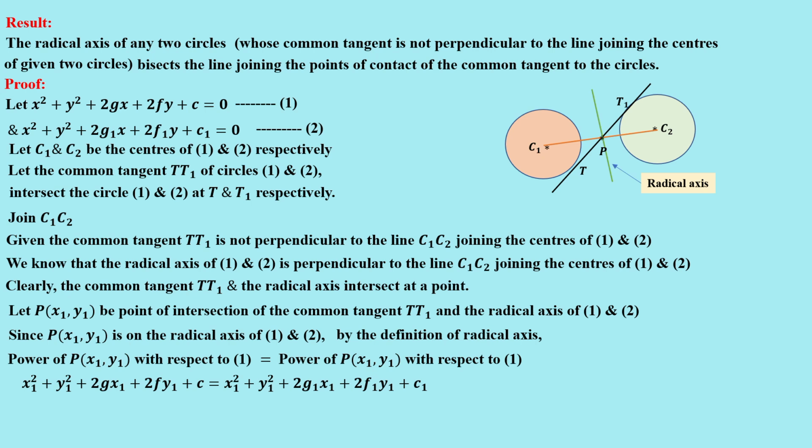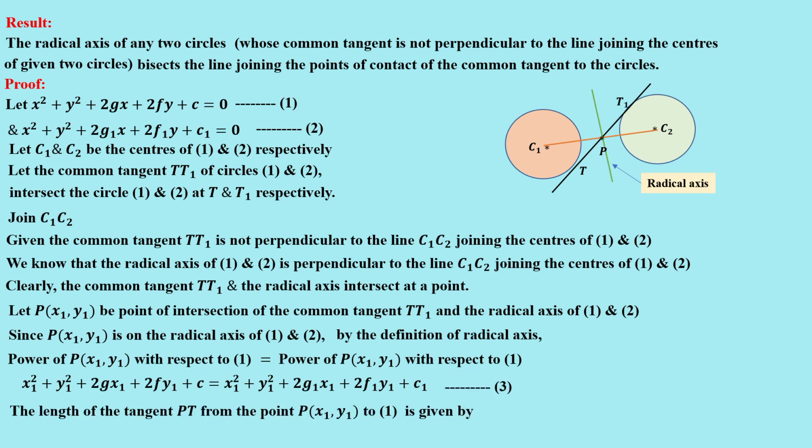So the power of the point (x1, y1) with respect to the first circle is x1 square plus y1 square plus 2g x1 plus 2f y1 plus c, replacing x by x1 and y by y1 in equation number 1. Similarly, the power of P(x1, y1) with respect to the second circle, replacing x by x1 and y by y1 in circle 2, is x1 square plus y1 square plus 2g1 x1 plus 2f1 y1 plus c1. That is equation number 3.